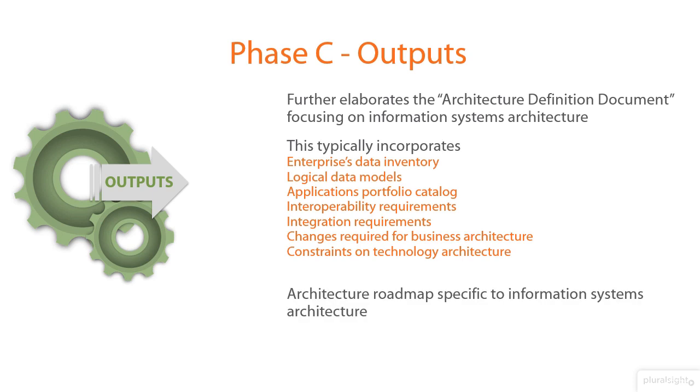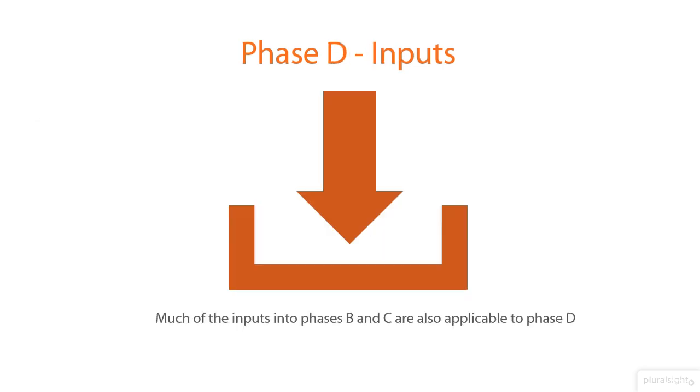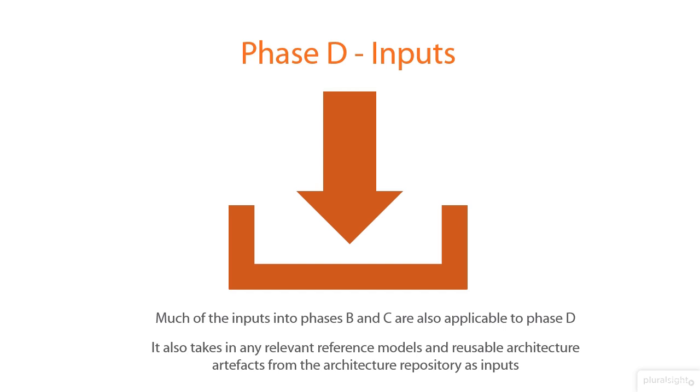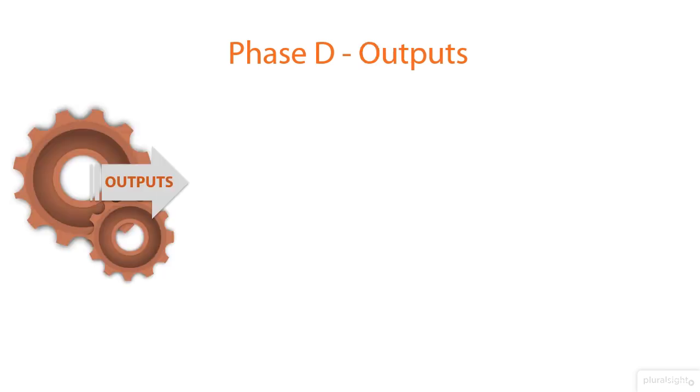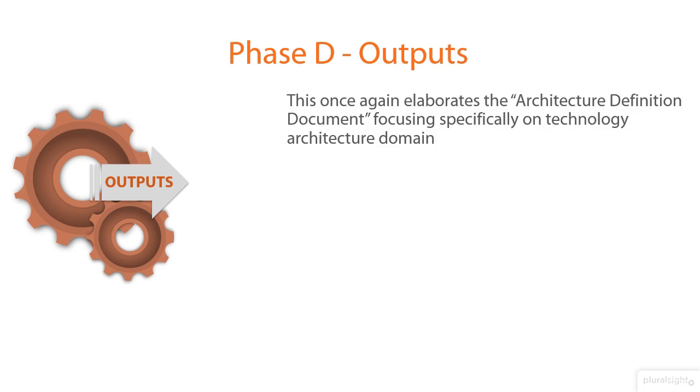Much of the outputs of phases A, B, and C form the inputs of phase D, or technology architecture phase, especially the requirements, the roadmaps, and constraints called out in earlier phases as being applicable to phase D. In addition to these, any existing technology architecture artifacts already available in the architecture repository and generic architecture reference models which can potentially be reused form the inputs for this phase. The output of technology architecture phase is once again the sections of the architecture definition document.